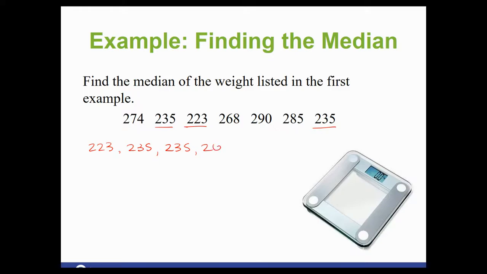Then we've got 268, 274, 285, and then 290. So first step is put them in order.